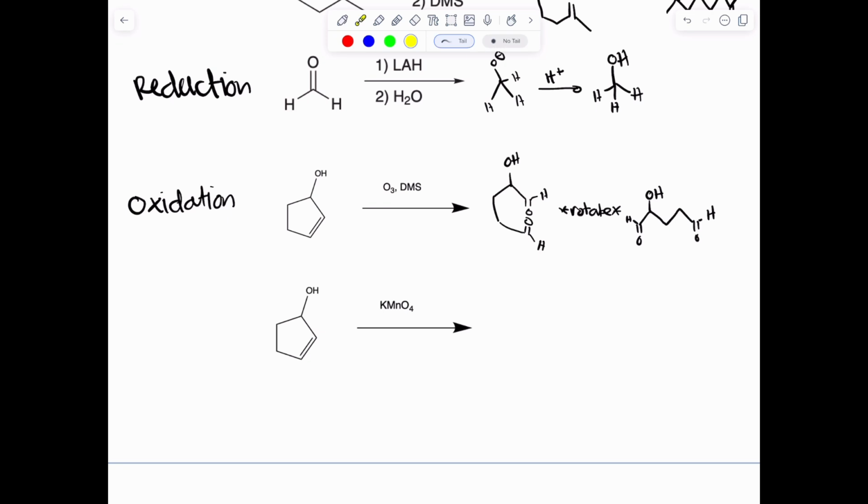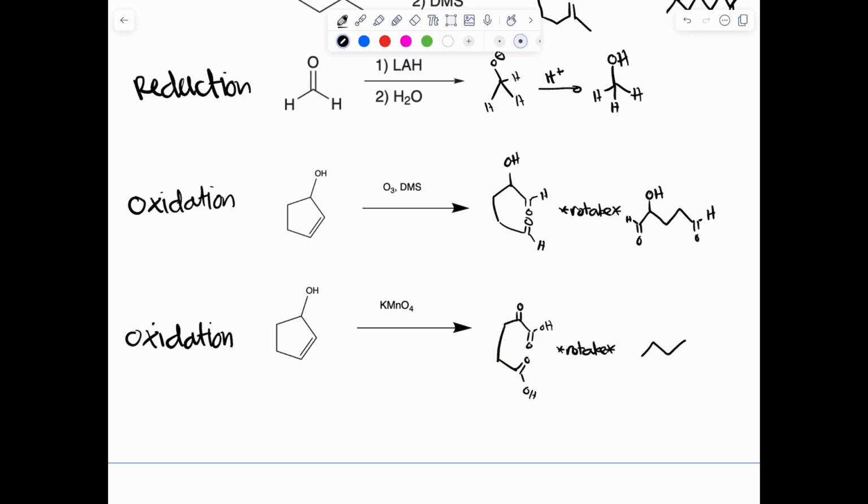The next reaction is almost the exact same, but instead of O3 and DMS, we have KMnO4, which is again an oxidation reaction. And it's going to cleave the double bond just like before, except instead of aldehydes, the KMnO4 is a stronger oxidizing agent, so it creates carboxylic acids, and it is strong enough to oxidize the alcohol into a ketone. We can again rotate this molecule to make it look a little bit more normal to our eyes, so I will do the same process as before. I'm going to count the 5 carbons in the chain, and then draw them all in a straight line, adding the carboxylic acid groups to either end and the ketone on carbon 2.